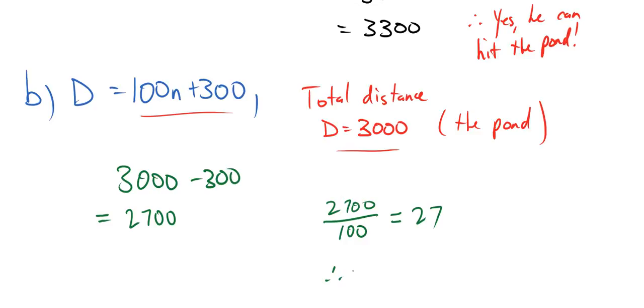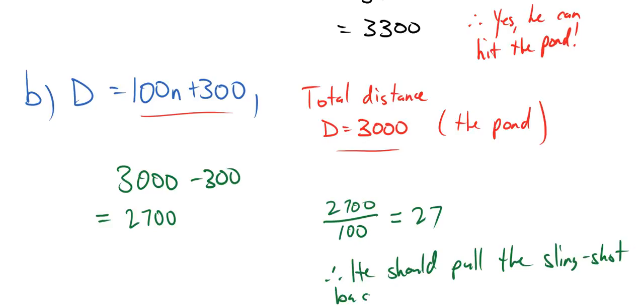27. Therefore, he should pull the slingshot back 27 centimeters. I'm just going to talk about this again.